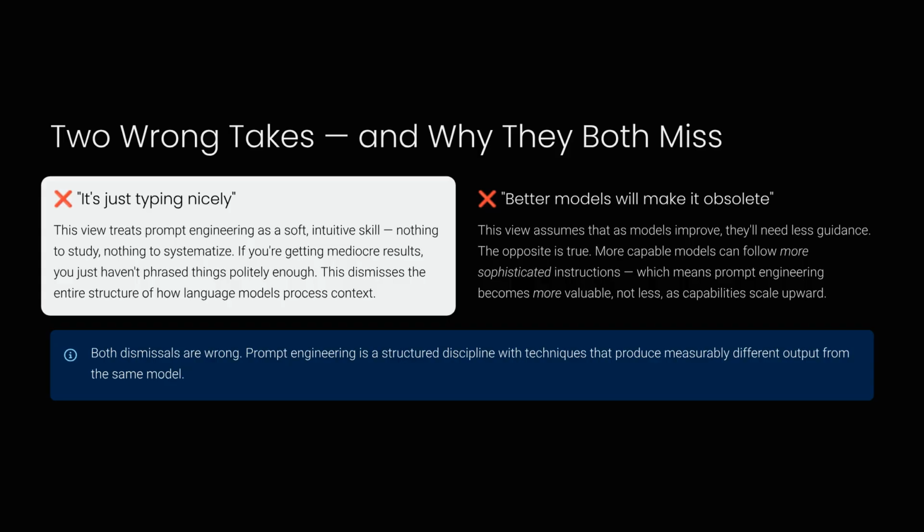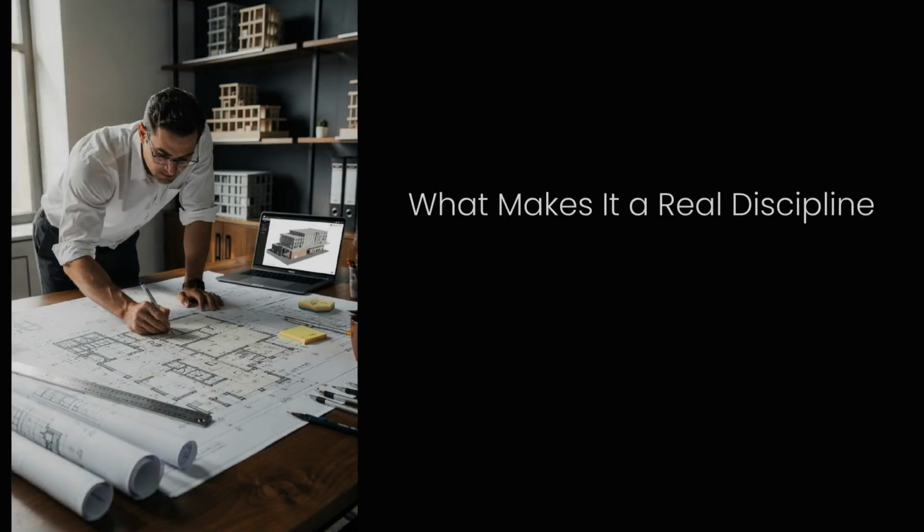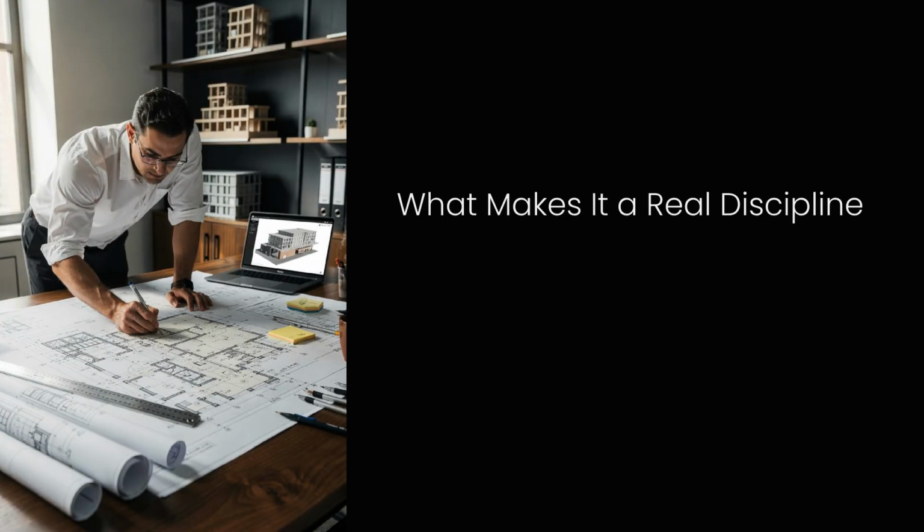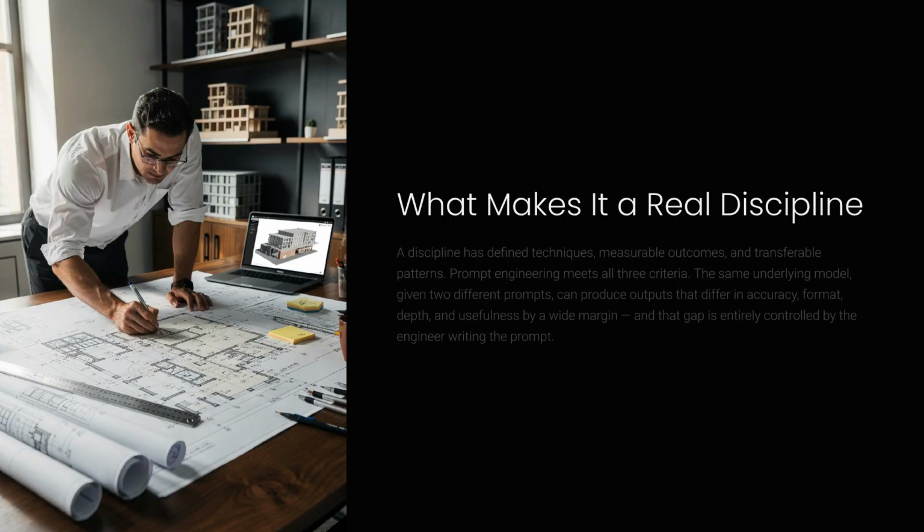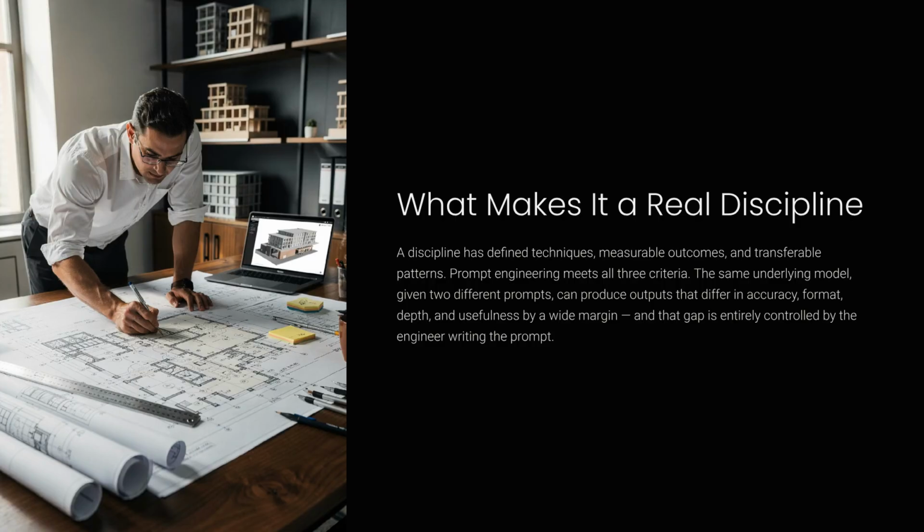Some think prompt engineering is just about typing nicely, or that better models will make it obsolete. Both views are incorrect. It is actually a structured, essential discipline that yields significantly better results from the same underlying model when applied correctly. What defines a real discipline? It requires techniques, measurable outcomes, and transferable patterns. Prompt engineering meets all three, allowing you to control accuracy, format, and depth by refining how you structure your prompts.